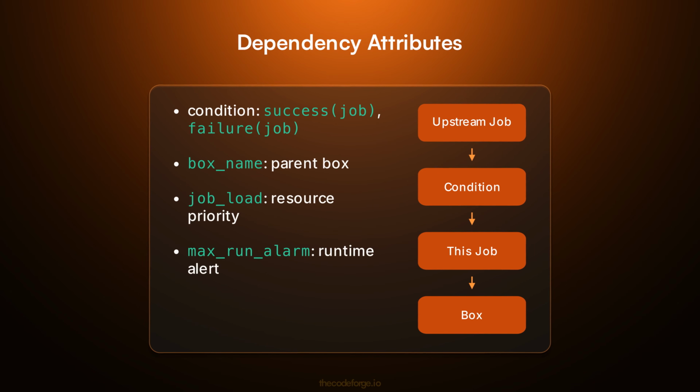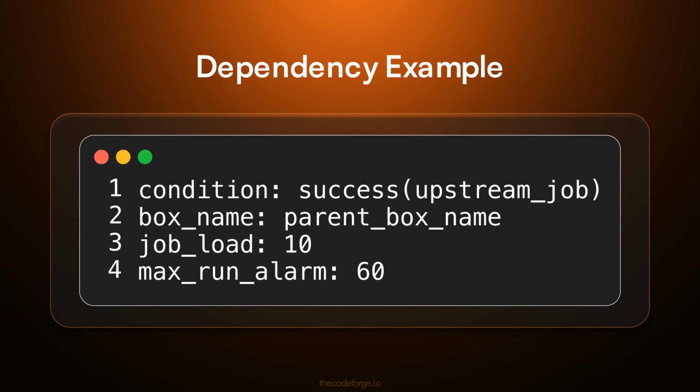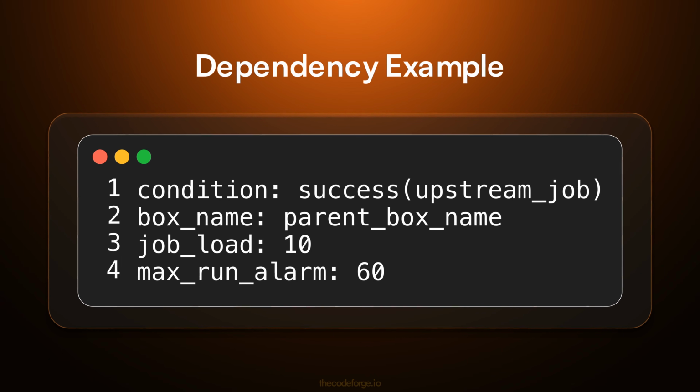Dependencies define what must happen before a job starts. Conditions use functions like success and failure. Boxes group jobs. A job inside a box waits for the box to be running. This job waits for the upstream job to succeed. It belongs to a box and has a priority load of 10. Max run alarm will alert if it runs longer than 60 minutes.